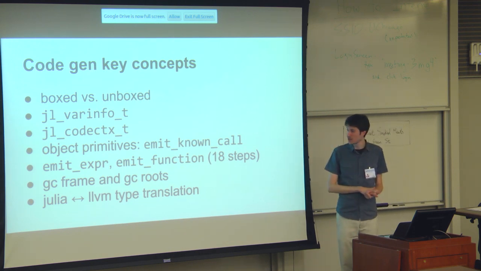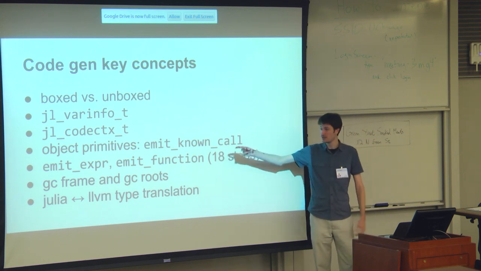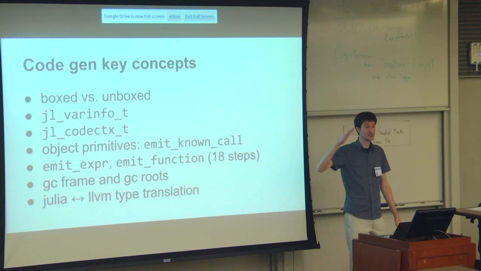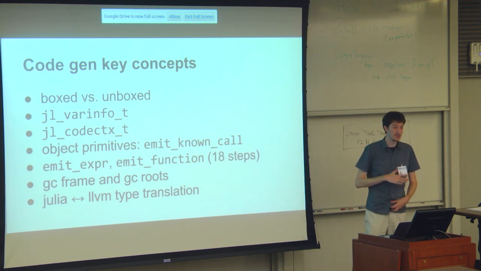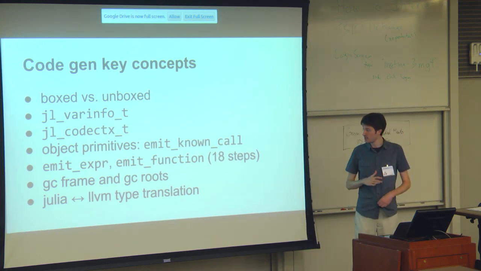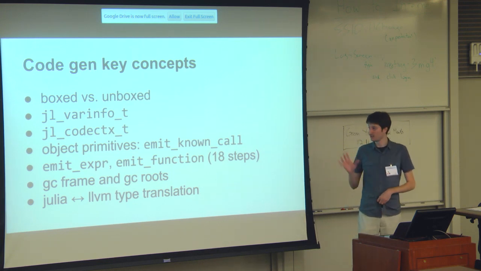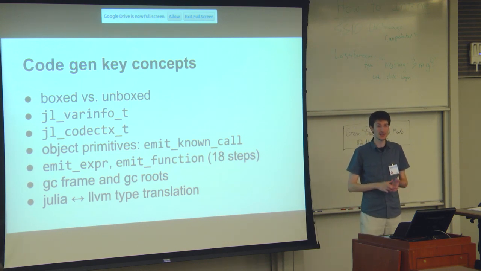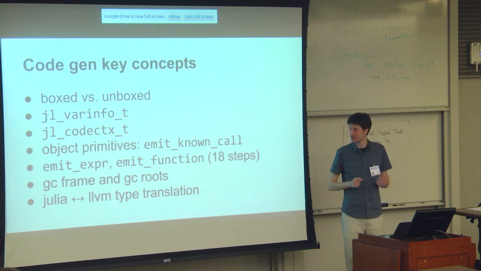The really important functions, I guess, are basically emit function and emit expr. An emit function goes through a function body from top to bottom and generates the code for it. It's broken into about 18 steps, each of which is labeled. So this is a really long, nasty function, for better or for worse. Of those 18 steps, pretty much only one is actually generating the code. So there's a lot of stuff that has to happen along the way.